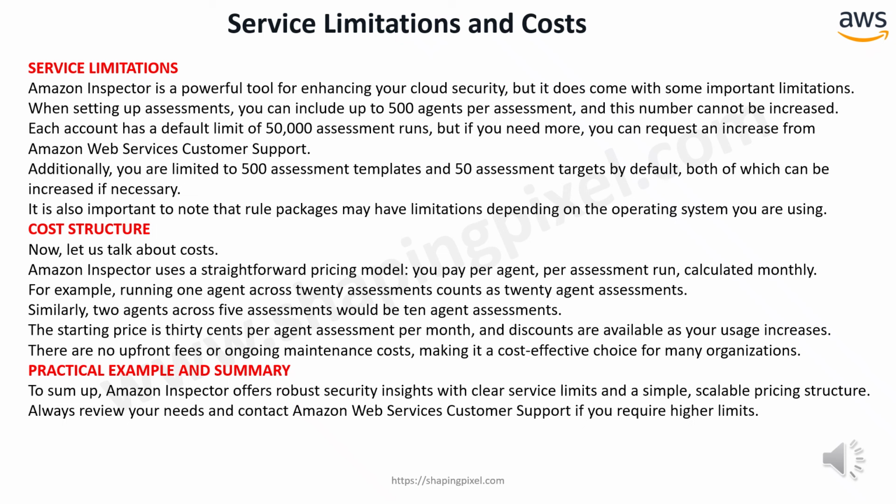Amazon Inspector uses a straightforward pricing model, per agent per assessment run, calculated monthly. For example, running one agent across 20 assessments counts as 20 agent assessments. Similarly, 2 agents across 5 assessments would be 10 agent assessments. The starting price is 30 cents per agent assessment per month, and discounts are available as your usage increases.